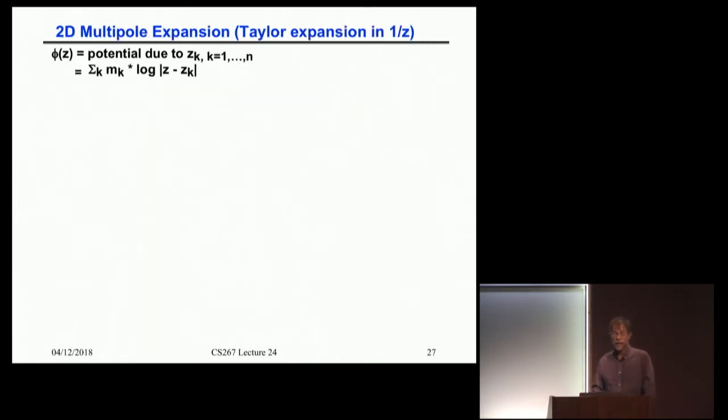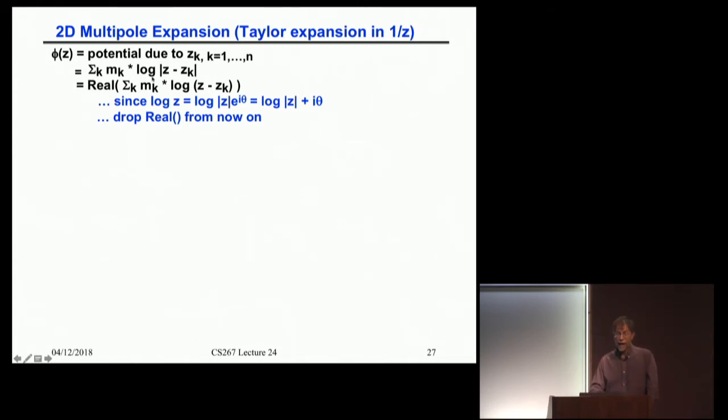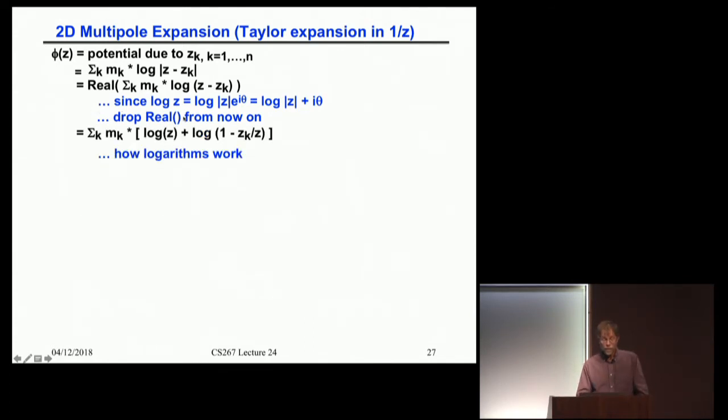Okay, so here's the potential at a point z due to all these particles. So n different particles, and they're located at these complex numbers, z1, z2, z3. And so as I said in the previous slide, I sum over all the particles and take the mass times the logarithm of the distance. And then the log of that is just, as I said, take the real part of the log of a complex number using polar coordinates, and I'm just going to drop the word real from now on.